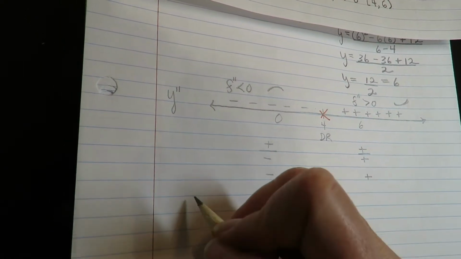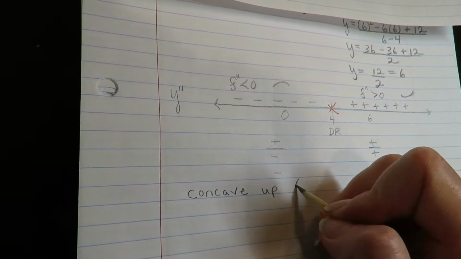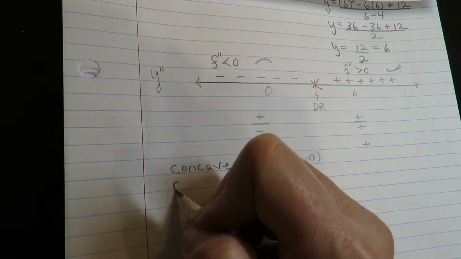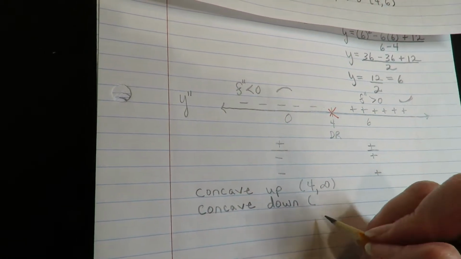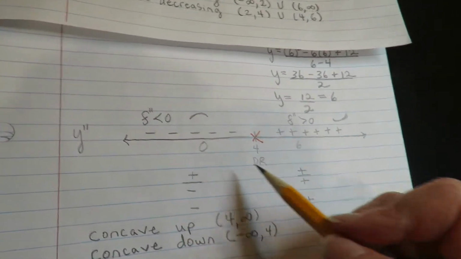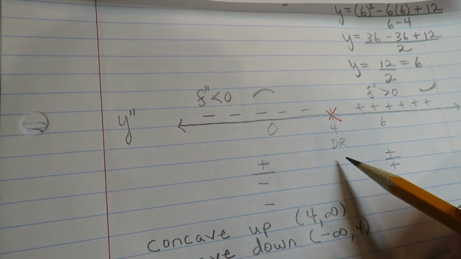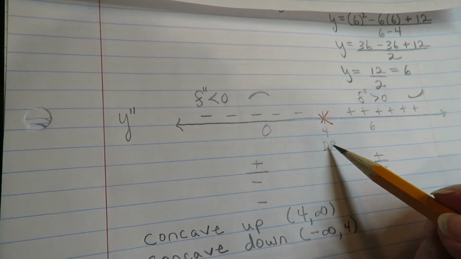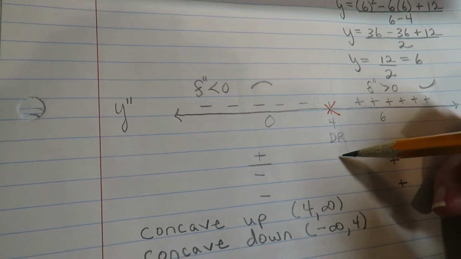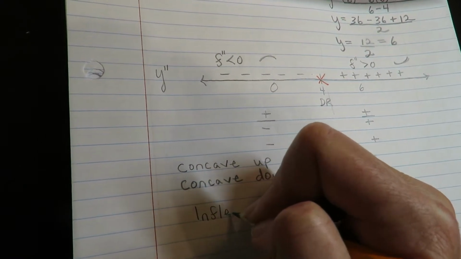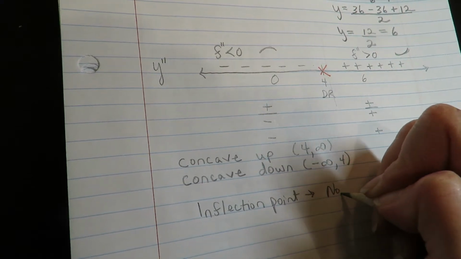So now we know that the function is concave up on 4 to infinity. We know that the graph is concave down on negative infinity to 4. There are no critical points, and because there are no critical points, it's impossible to have an inflection point. You cannot have an inflection point around a domain restriction, which in this case is a vertical asymptote. There's no graph here. There's no point here. So in terms of inflection points, our observation is that there are none on this graph.